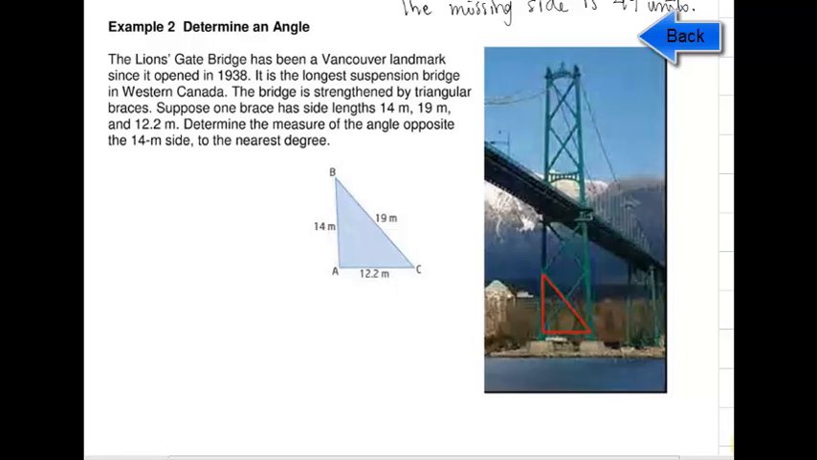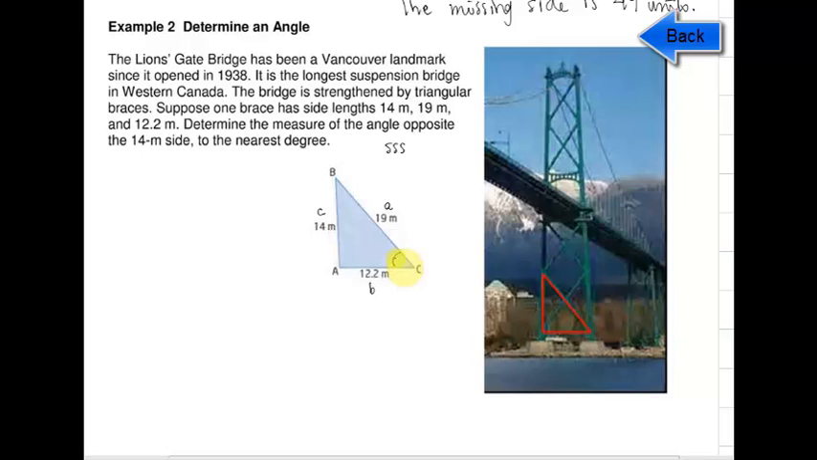Okay, so here we have a triangle that is side, side, side, which means you're going to use the cosine law. This is side B, this is side A, and this is side C. You want to determine the measure of the angle opposite the 14-meter side to the nearest degree, which means that you want to find angle C.